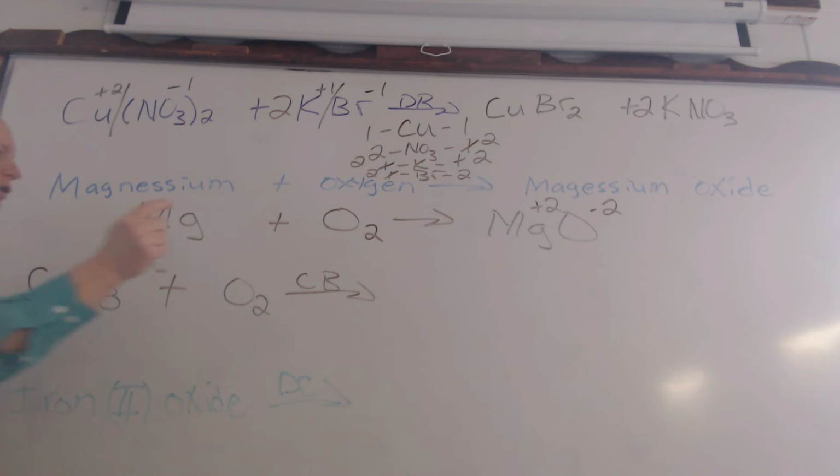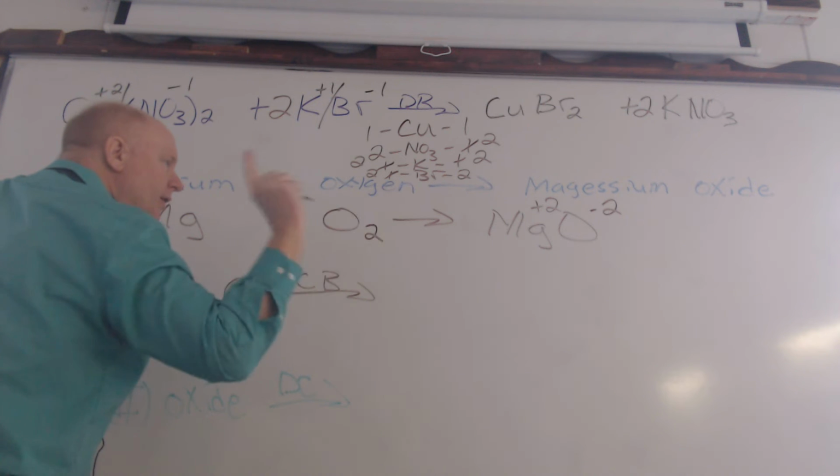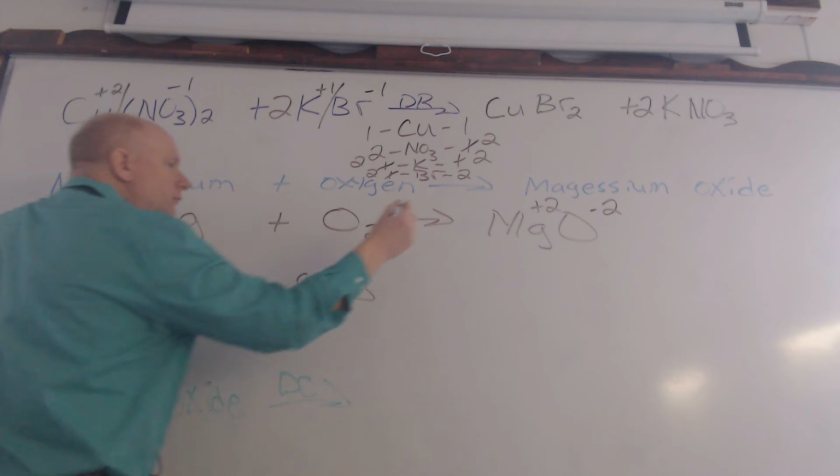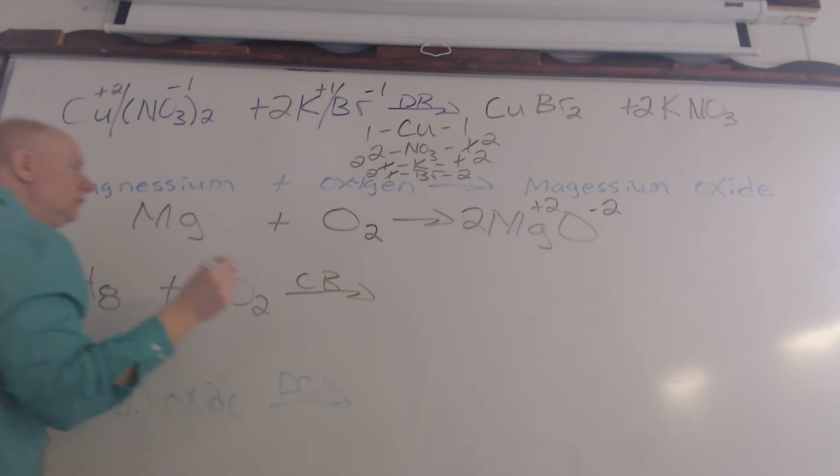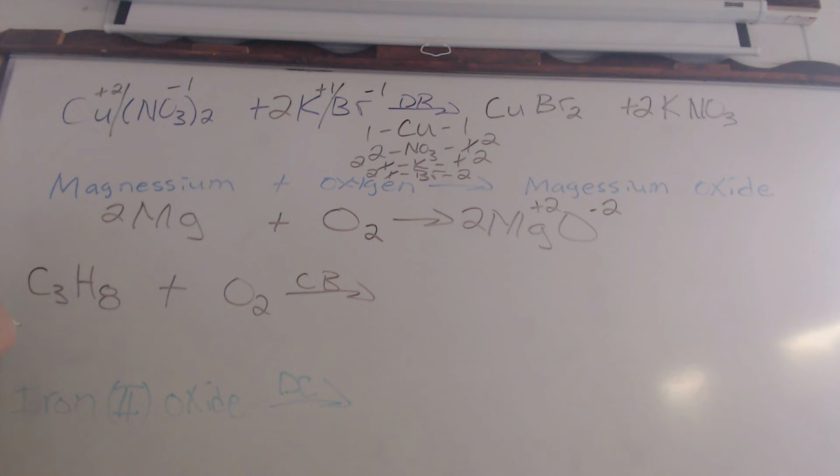So we've got 2 oxygens here and only 1 over there. You're going to have to put a 2 in front of the magnesium and then put a 2 out from there. So, 2, 1, 2. There you go.